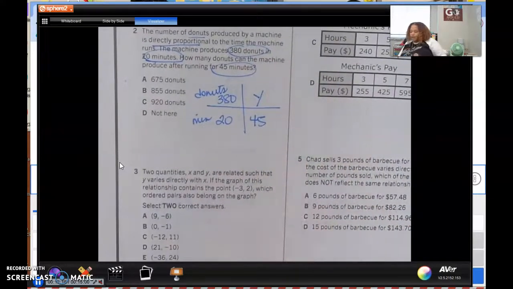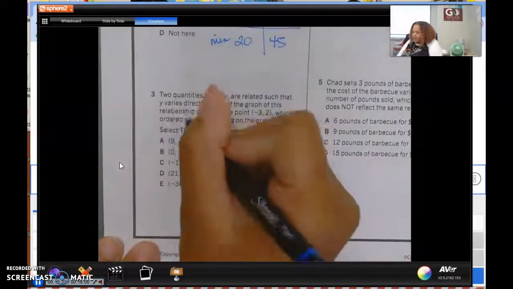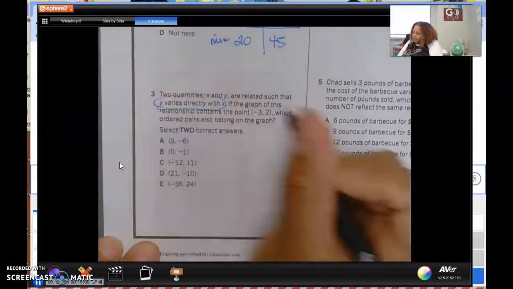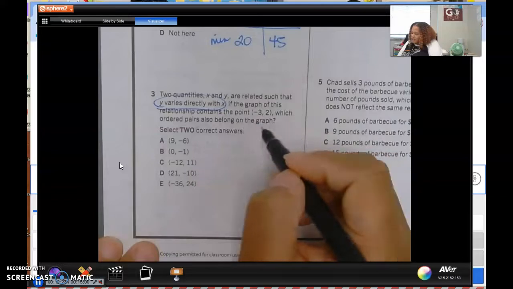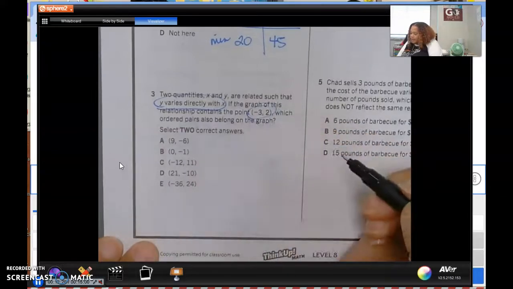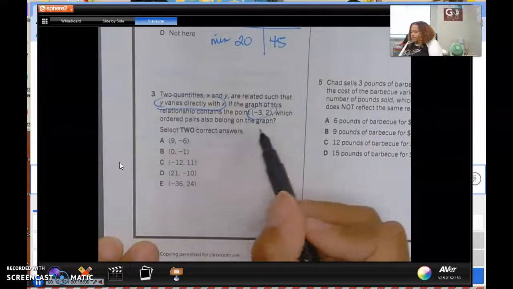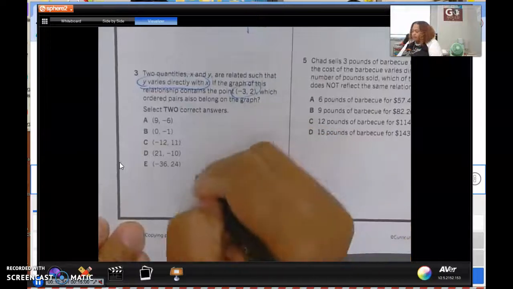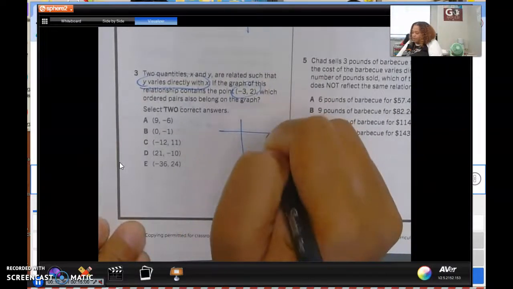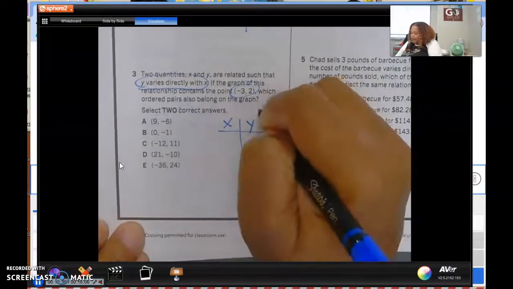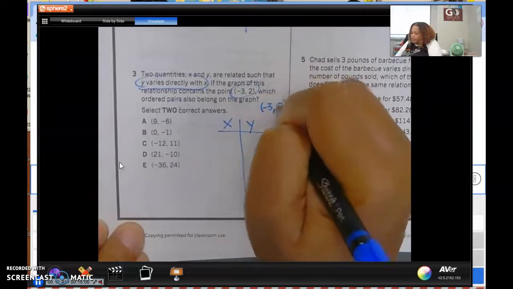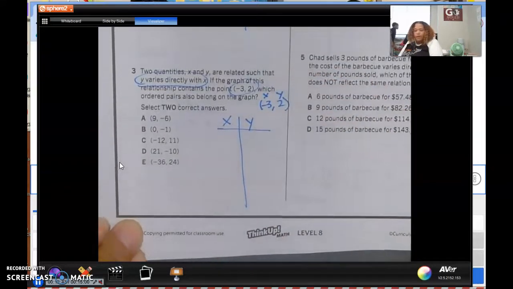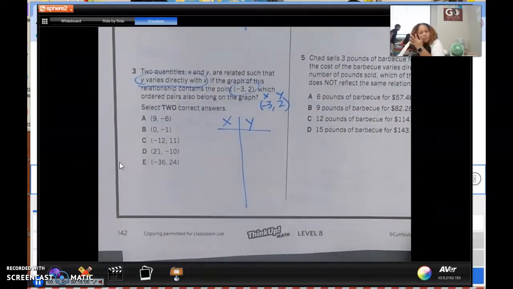All right, 2 quantities, x and y, are related such that y varies directly with x, proportional. If the graph of this relationship contains the point (-3, 2), which ordered pairs also belong on the graph? Make a table, x and y. This (-3, 2) is in x, y coordinate pair form. So I need 9, 0, -12, 21, and -36.